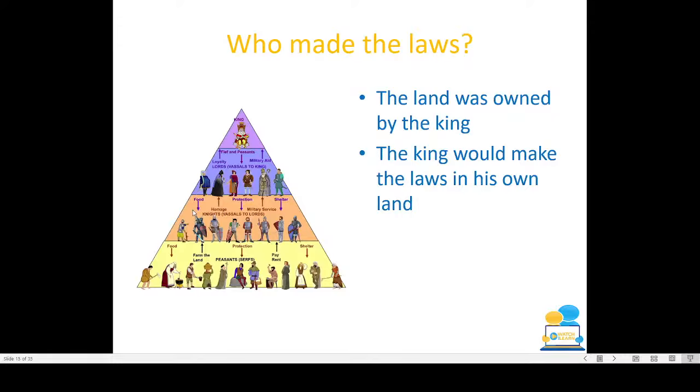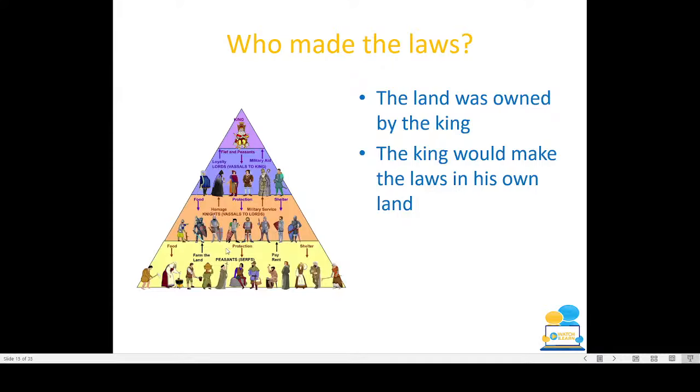The lords would give the knights food, protection, and shelter. This is what they were giving to their knights, and in return their knights would pay homage to them and give them military service. So the knights would give military service to the lords, who would then give the king military aid if the king was at war with another king.